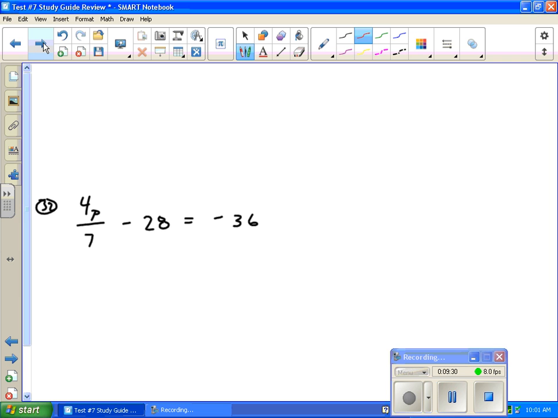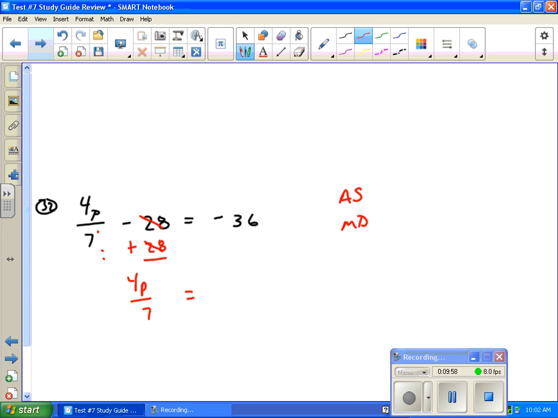Number 32, this is not a two-step equation. Now it actually becomes a three-step equation, but you follow the same exact rules. 4p over 7 minus 28 equals negative 36. Still undo your addition and your subtraction before you undo your multiplication and your division. So you have minus 28, do the inverse of that and add 28. That'll cancel them out. What you're left with on this side is everything that you see.